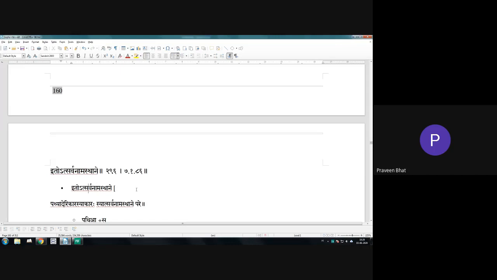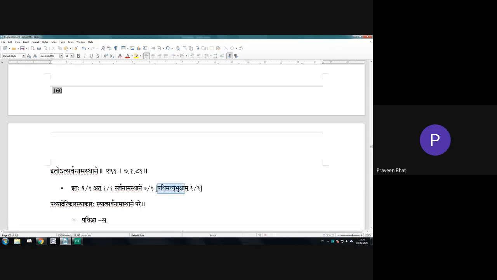Itaha, at. At is the adesha. Itaha is shashti ekavachana. Sarvanamasthane pare. Atotal apunsakasya we should recall, and then pathi mathi rubhuksha. So matru, bhuksham, shashti bahuvachana.